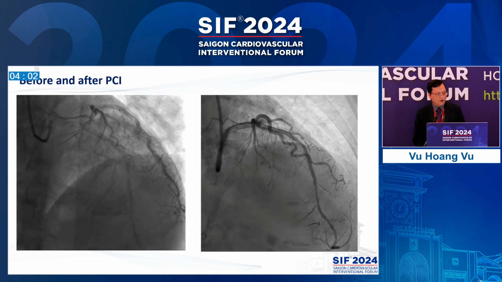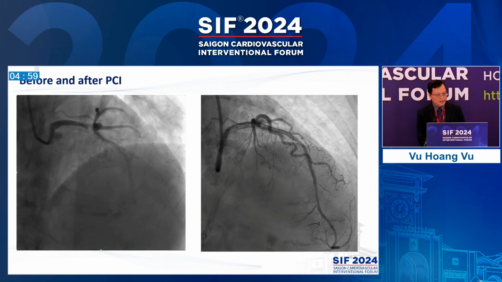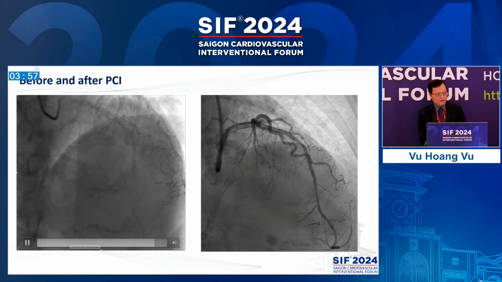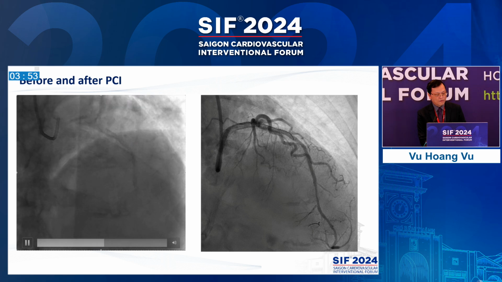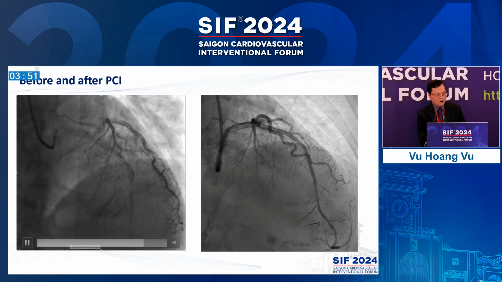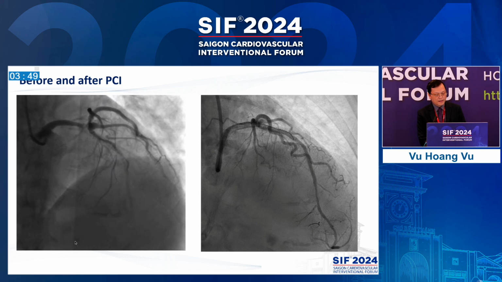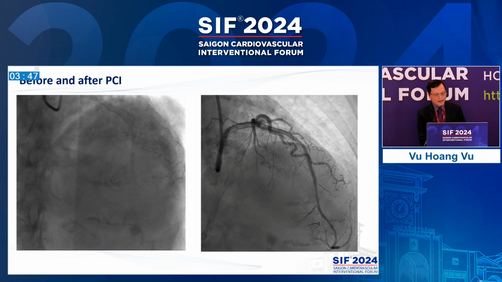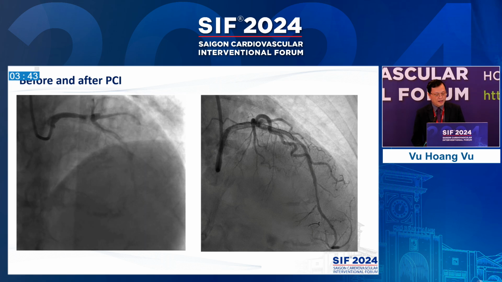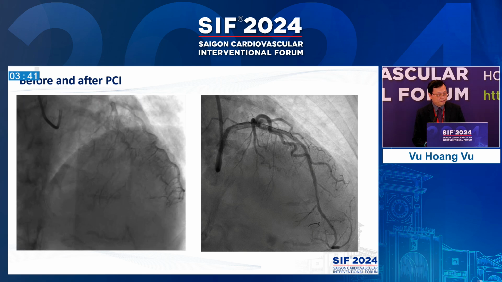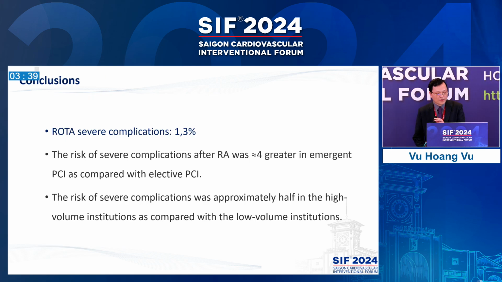So this is the before and after PCI. You see on the left hand side, we have the very long lesion, heavy calcification from the left main to the LAD to the middle of the LAD. And on the right hand side, we see after stenting, two long stents, the LAD and left main are acceptable. So for conclusion, rota complication is not so common, but it's quite dangerous for us.